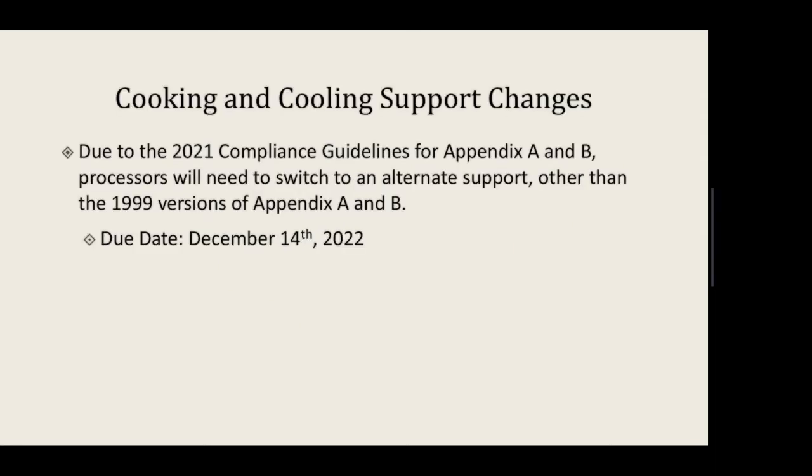As we well know by now, by December 14th of this year, the 1999 versions and the 2017 versions of Appendix A and B will no longer be allowed to be used as support in food safety plans. And once the support documents are changed, food safety plans will most likely have to go through a new validation period as well. On this subject, though, if a processor is using any of the scientific gaps outlined in Appendix A or B 2021 that reference the 1999 version, they're allowed to do so.